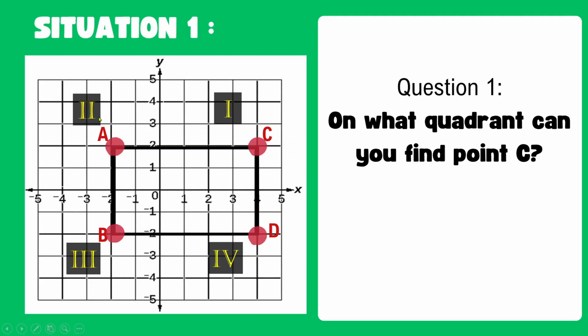Quadrant 2 lies on the negative side horizontally and on the positive side vertically. Quadrant 3 is at negative side horizontally, negative side vertically. Quadrant 4 is at positive side horizontally and negative side vertically. So in what quadrant can you find point C? Point C is in quadrant 1. It is found in quadrant 1.